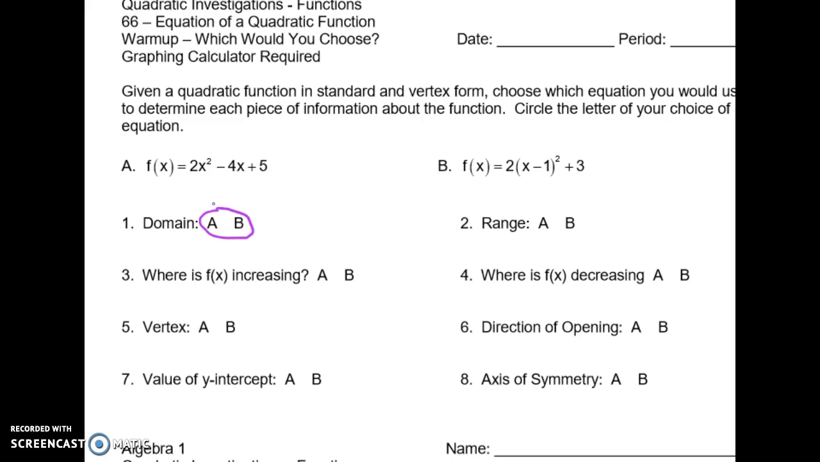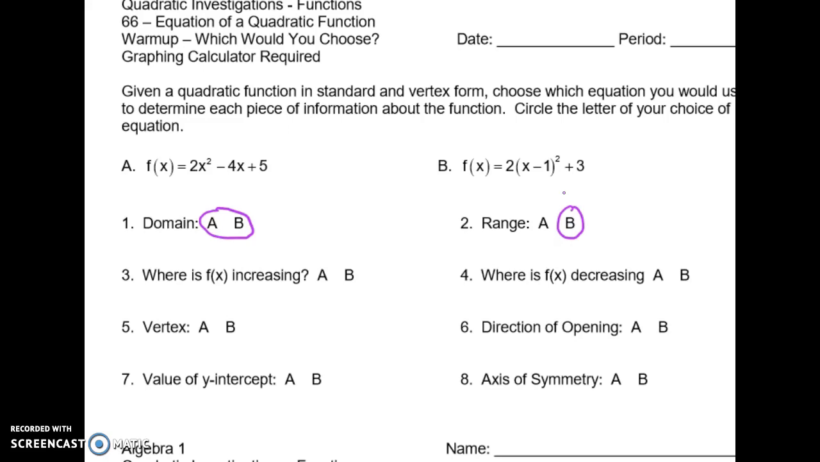The range would probably be easiest to determine if we could visualize what the graph looks like. In my personal opinion, I think vertex form is easier to work with in that case because it's fairly easy to pick out where the vertex is and then to figure out how it opens. And then from there you can figure out the range. So based on that, I think B would be an easier form to use.